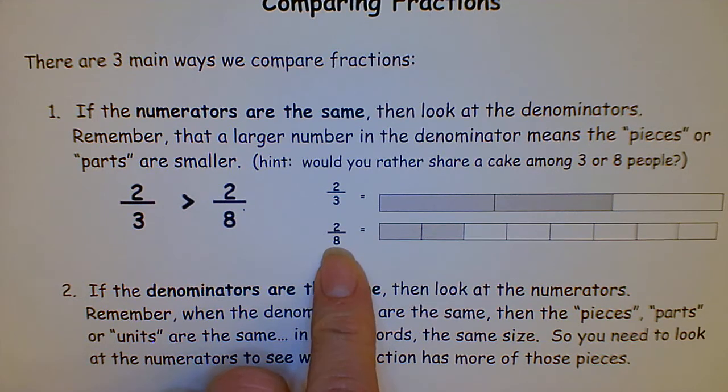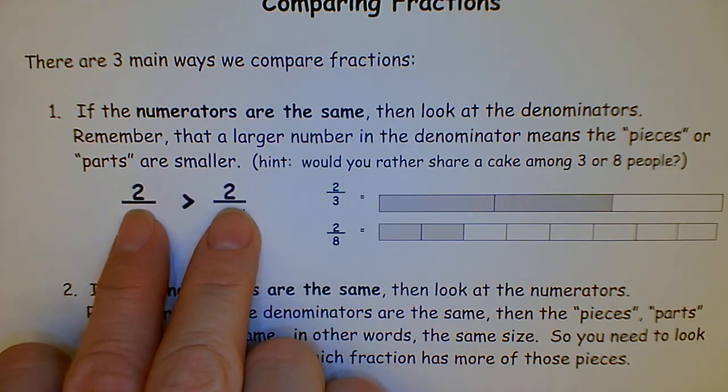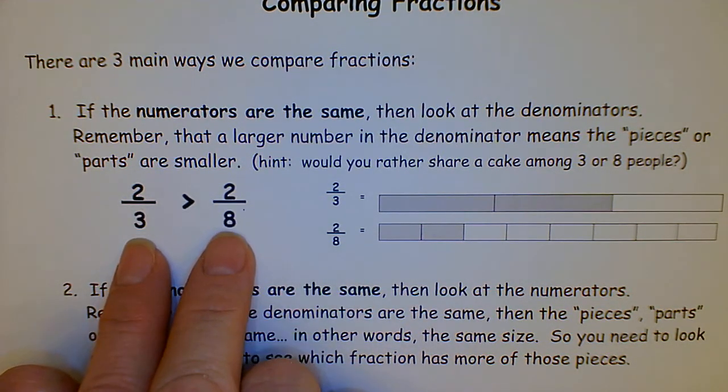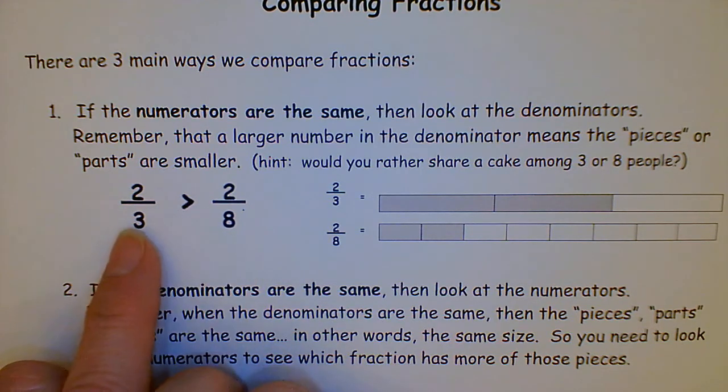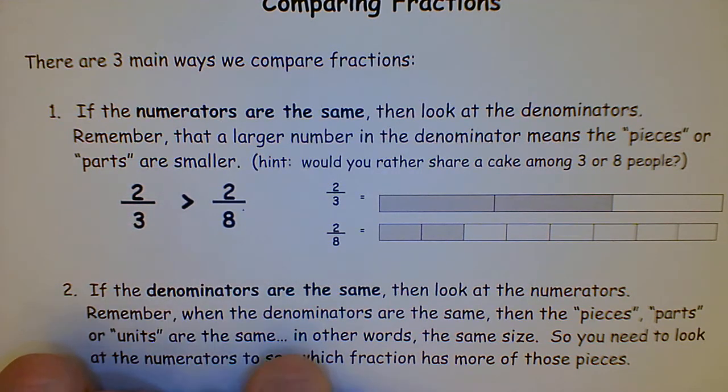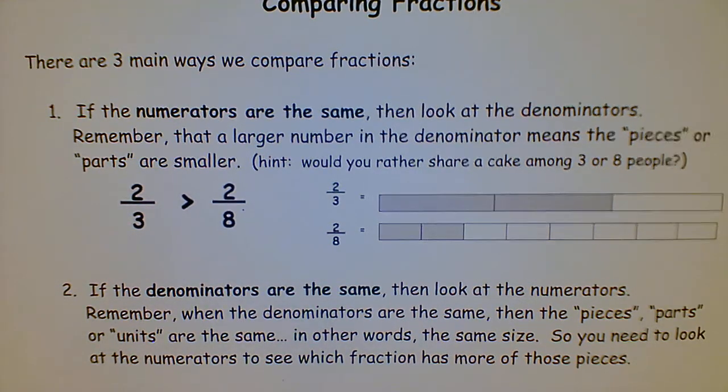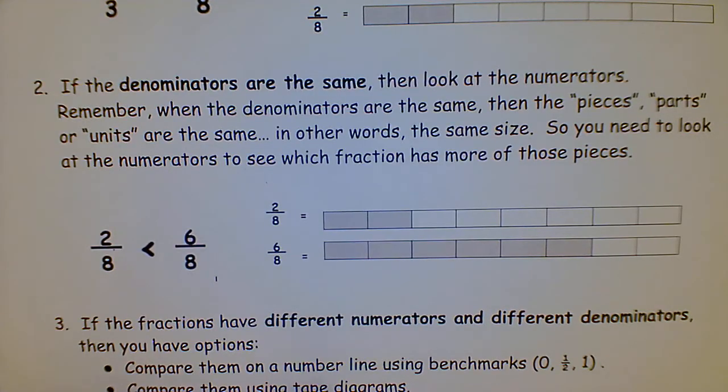So remember, when our numerators are exactly the same, we can just look at the denominators. And when we have a smaller denominator, the pieces are bigger. So this one's going to be bigger because 3 is smaller than 8. Okay, next one.